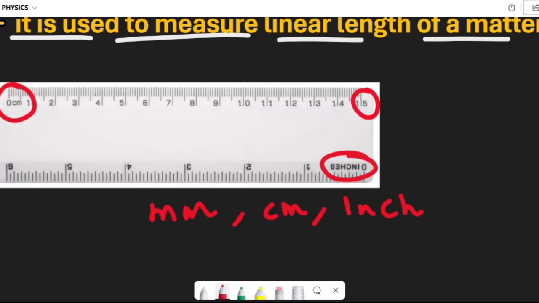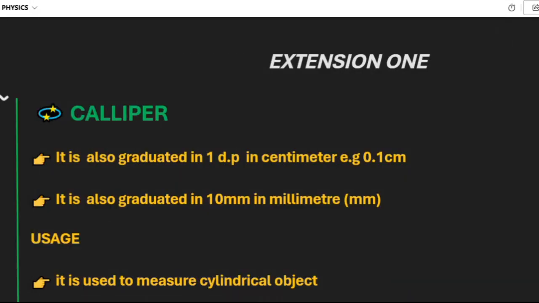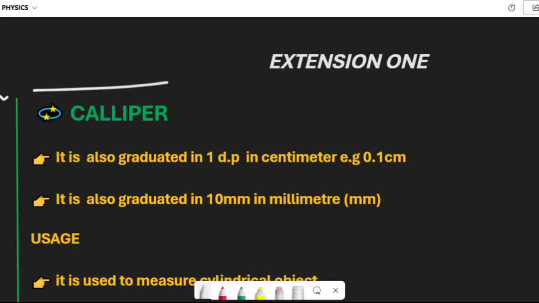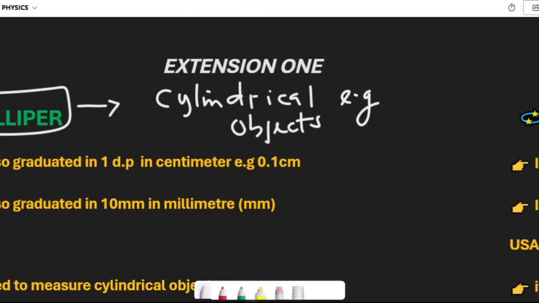So that's the measurement we have on the meter rule. Now let's consider the other kind of measuring instrument, which is called the caliper. What do we use the caliper for? The caliper is mostly used to measure cylindrical objects. For instance, imagine I want to measure the length of a round stone.